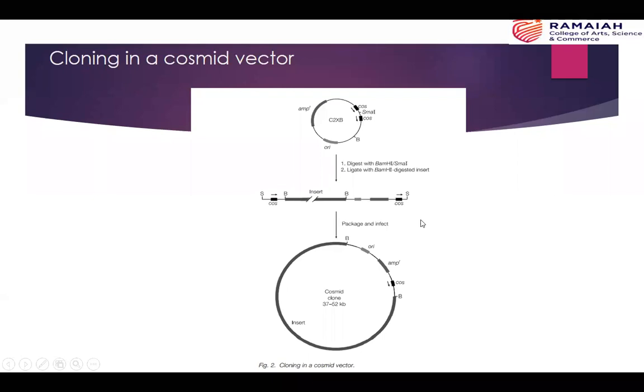Then that can be packaged into a virus particle and allowed to infect the host organism, where it can be propagated as a plasmid vector. Cosmid vector, several times it has been asked for 5 marks in the university exams. But I told you many times, an essay question can be asked to explain the properties of different bacteriophage vectors. So there also you can give this one as one of the phage-based vectors. So that's how the questions will be asked.